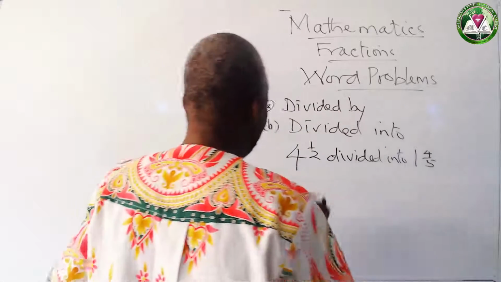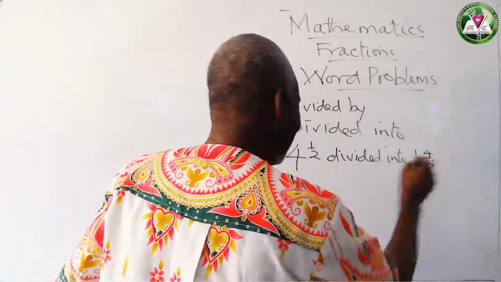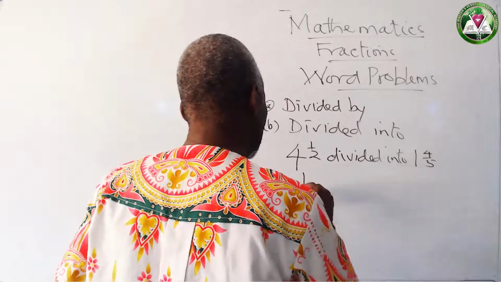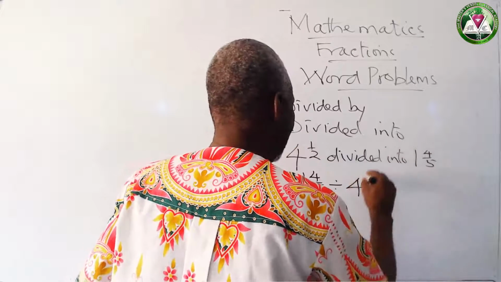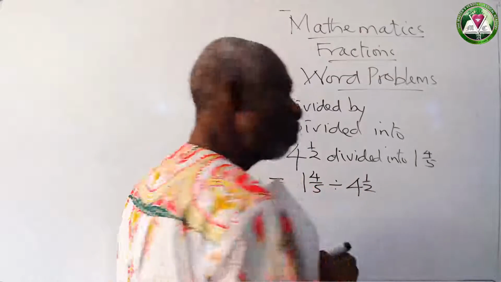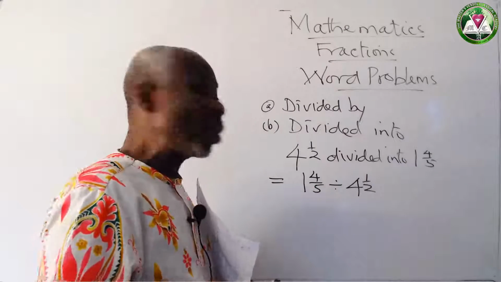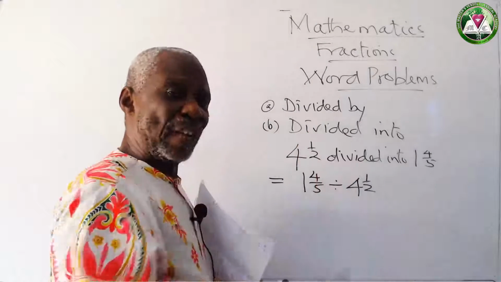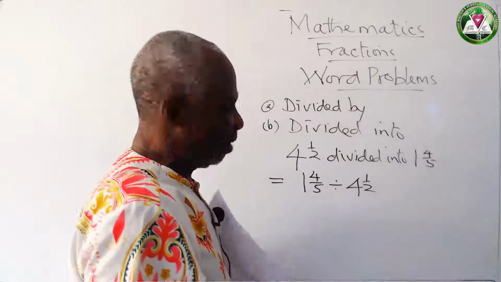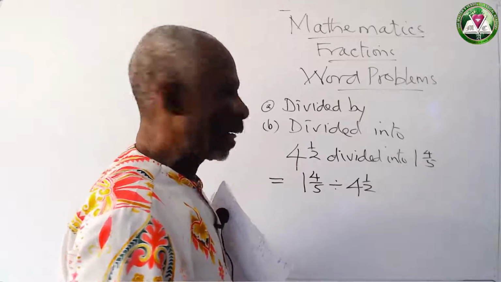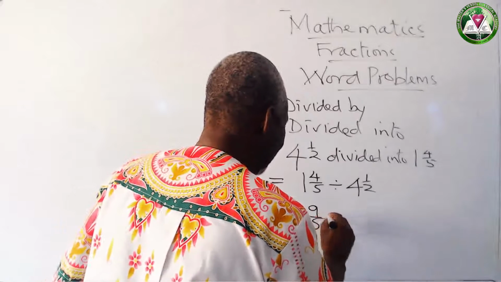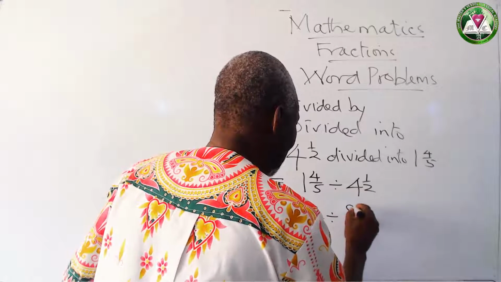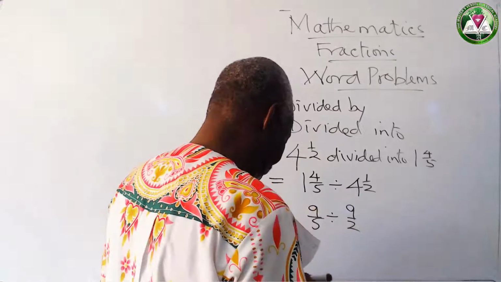So, this now becomes this, that is going to be divided by 4.5. You can see the positions have changed because of the wording. And if you cannot understand that particular wording, it becomes very difficult for you to carry on. All right, now this becomes 9/5 divided by 9/2.